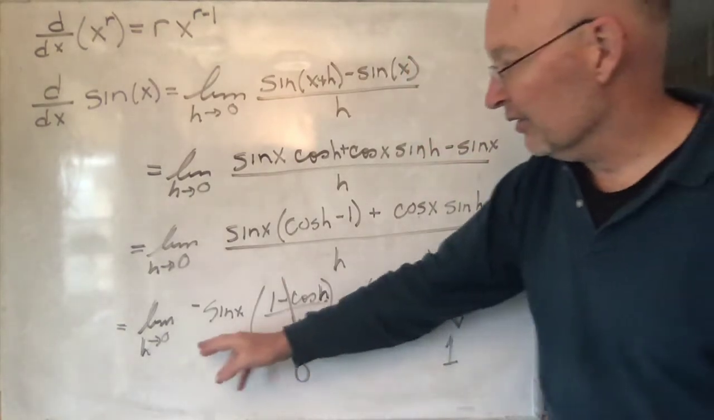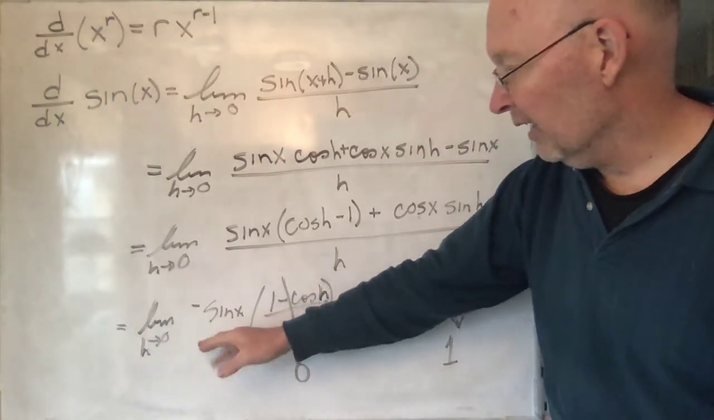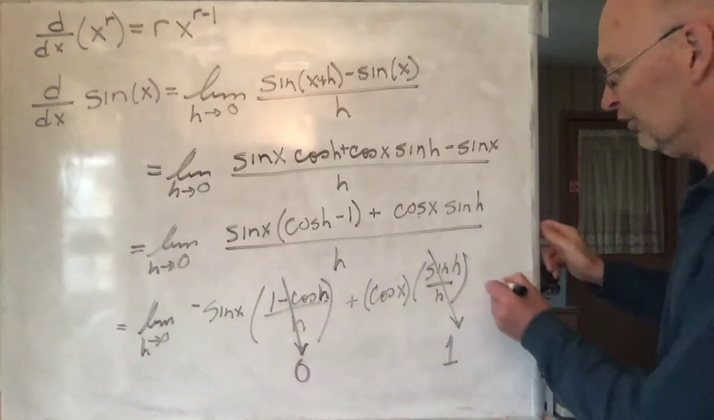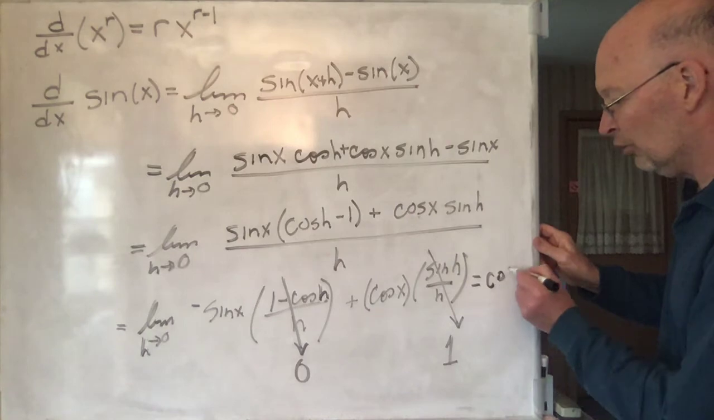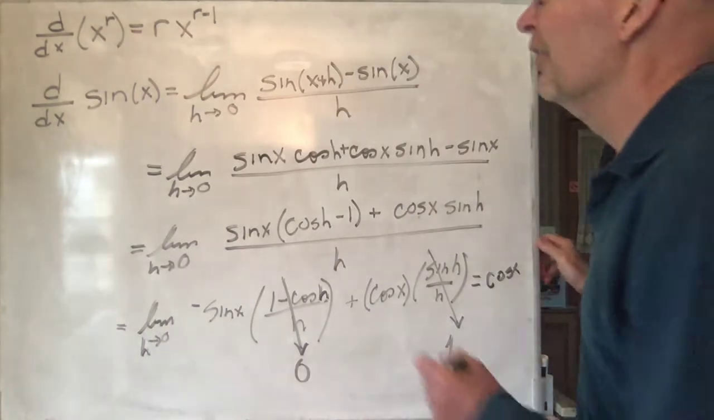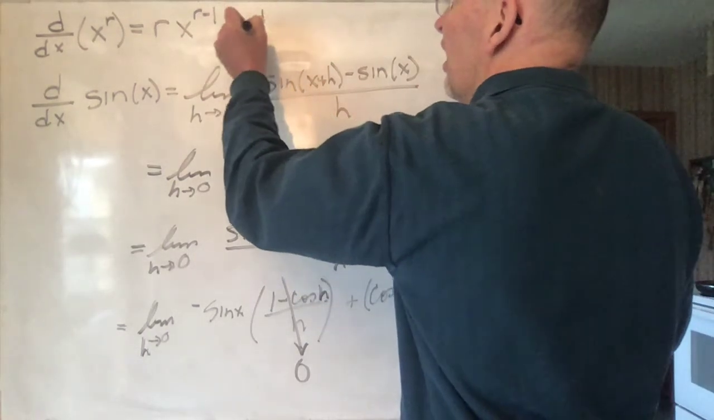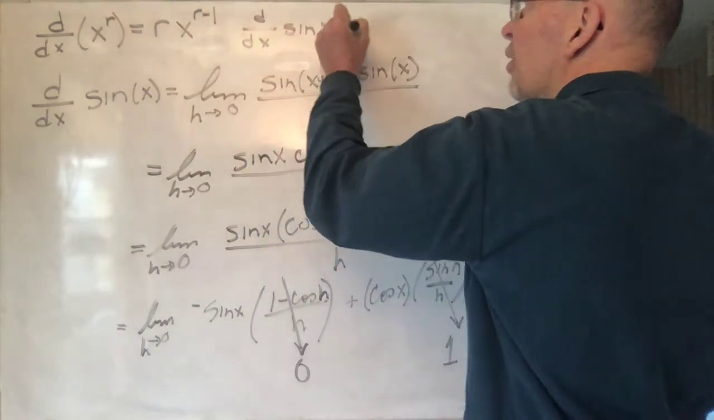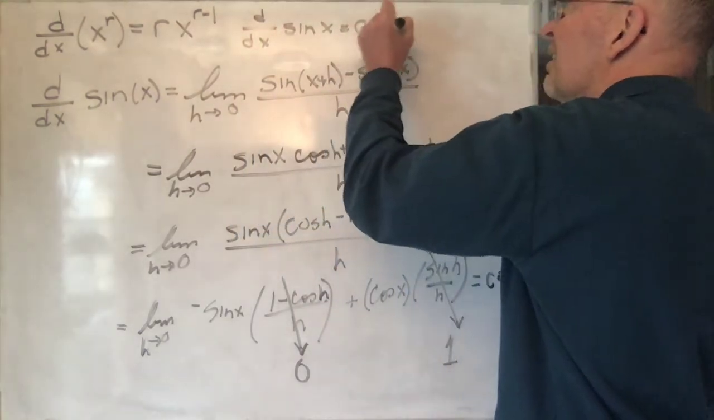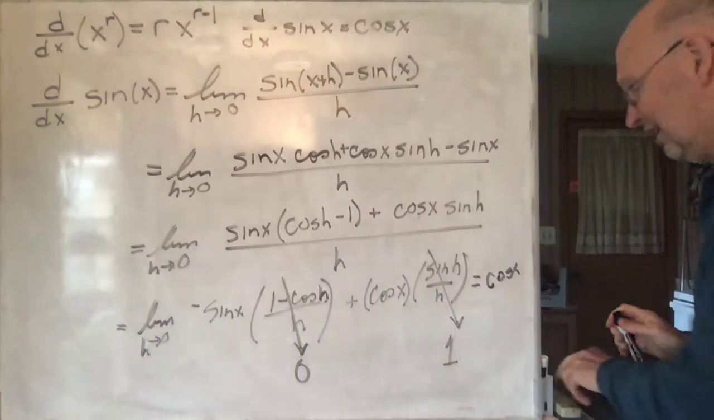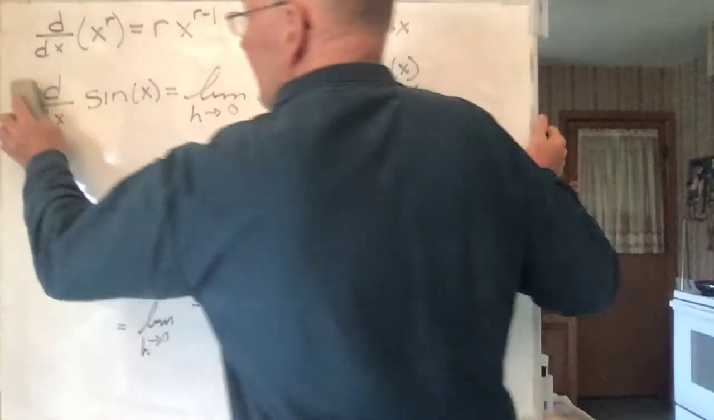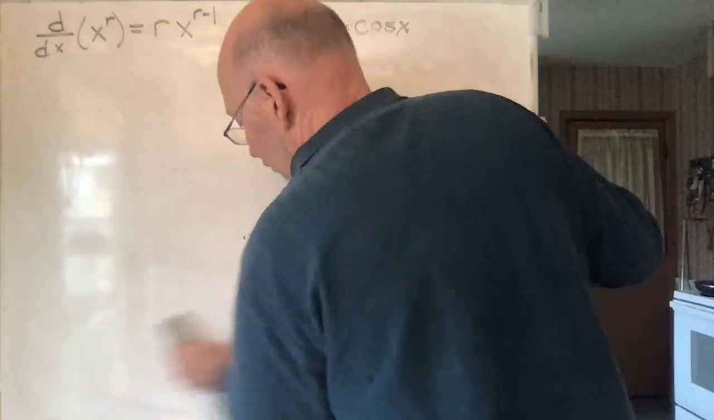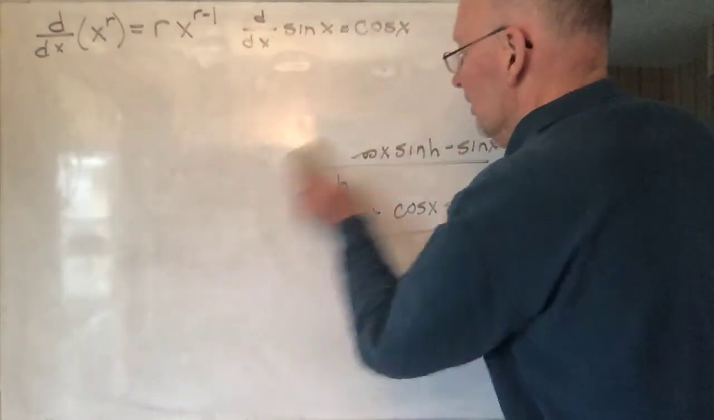So look at our answer. Our final answer is going to be 0 times this, which is 0, plus 1 times this, which is cosine. How cool is that? The derivative of the sine is the cosine. There it is. Let's see if this makes sense. That's a formal proof of that fact.